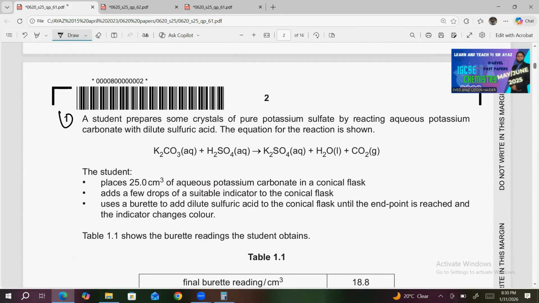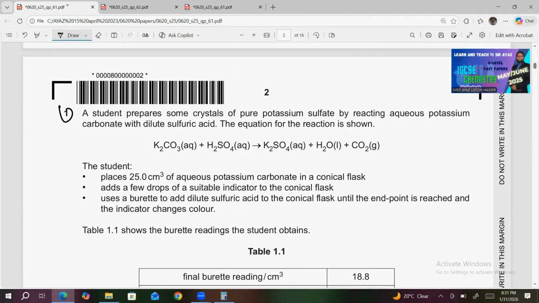A student prepares some crystals of pure potassium sulfate by reacting aqueous potassium carbonate with dilute sulfuric acid. The equation for the reaction is shown. K2CO3 aqueous plus H2SO4 aqueous gives K2SO4 aqueous plus H2O liquid plus CO2 gas. The student places 25 centimeter cube of aqueous potassium carbonate in a conical flask, adds a few drops of a suitable indicator to the conical flask, uses a burette to add dilute sulfuric acid to the conical flask until the end point is reached and the indicator changes color.